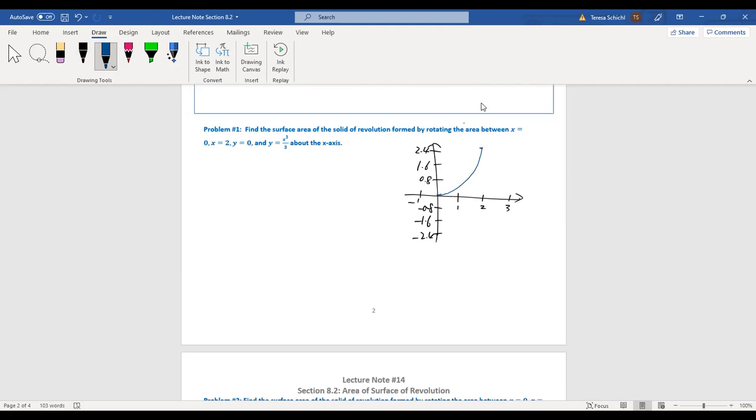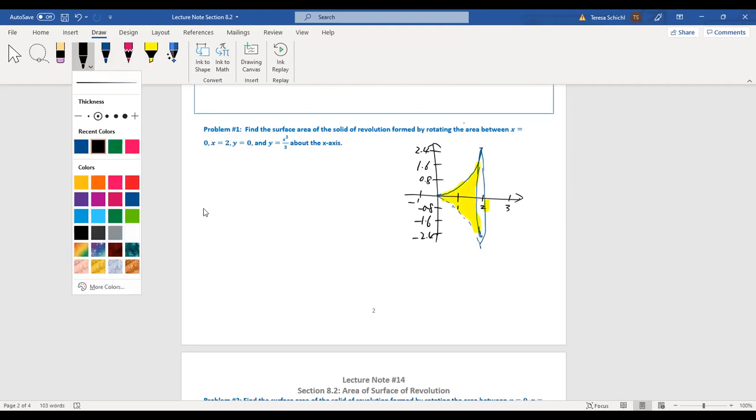Okay, now I'm rotating along the x-axis, right? So you do like this. Okay, so you are rotating here, so you will have a what? You will have a solid like this, right? So now I'm going to find the surface area of this solid, right? It's pretty cool.